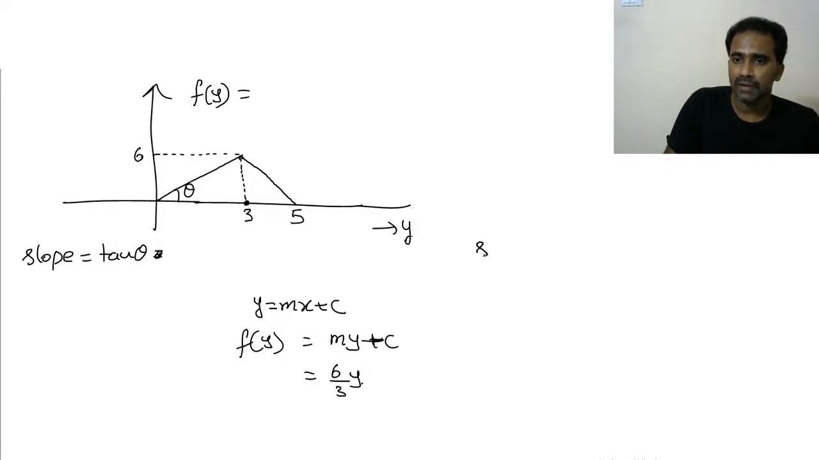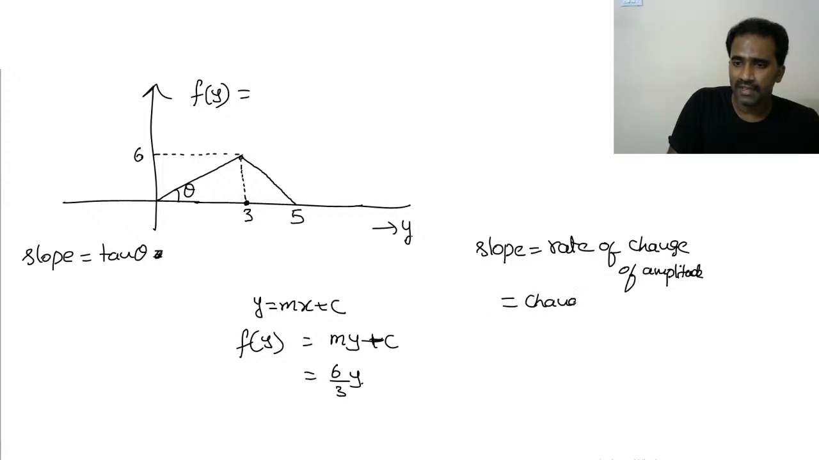Or slope, I would define it as a rate of change of amplitude, or let me define it in another way: change in y axis for 1 unit change in x axis. This way also we can find.